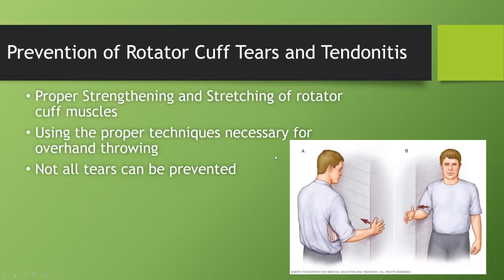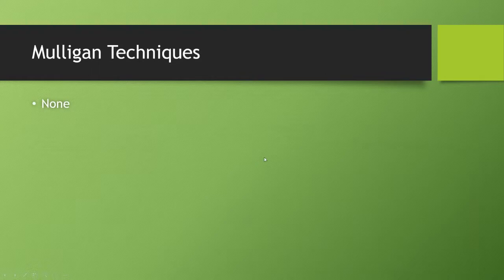Some prevention for rotator cuff tears and tendonitis: proper strengthening and stretching of rotator cuff muscles, and using the proper techniques necessary for overhead throwing. Not all tears can be prevented though in the end. Some just happen out of nowhere. There are no Mulligan techniques to help treat rotator cuff tears or tendonitis.